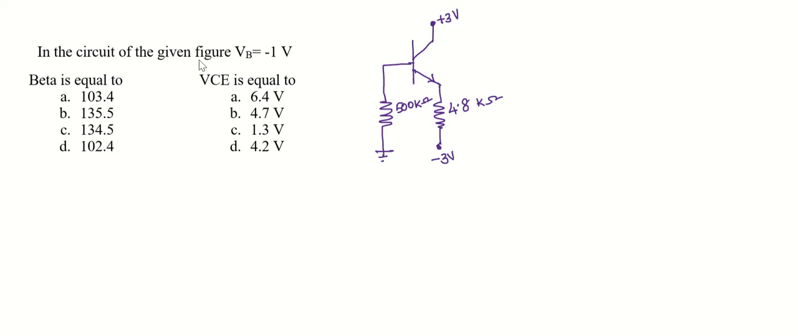In the given circuit, VB is minus 1 volt. We have to find beta and VCE. From the figure, the given data is VB equal to minus 1, and from the figure RB equal to 500 kilo ohm. So this one is the RB. Okay, now we can find IB.